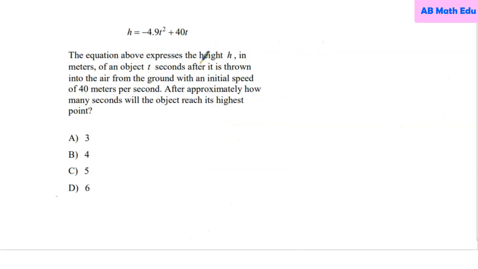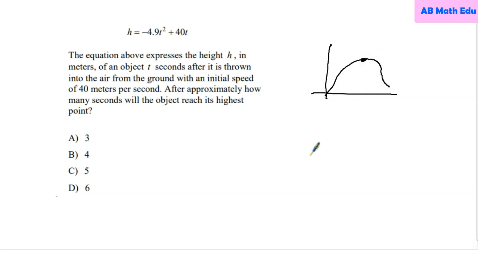Let's look at the next question, which also happens to be a quadratic. These SAT questions have a lot of quadratics, and when it comes, you have to know your stuff in order to be able to do it. The equation above expresses a height h in meters of an object t seconds after it's thrown into the air. You see that it's going to be a projectile here. Something is being thrown into the air, and then approximately how many seconds will the object reach the maximum height, which happens to be here?